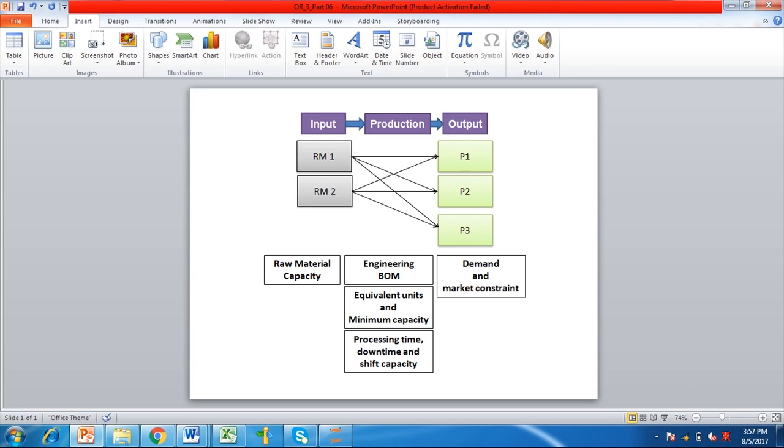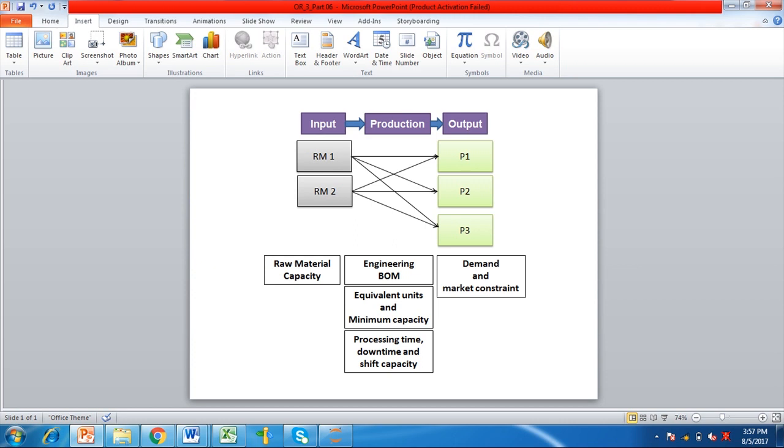The formulation demonstrated in the video is prepared by combining previously discussed variants and incorporates engineering bill of material structure in the model. In an actual situation, the flow of such a system encompasses input, production and output. The input is typically raw material capacity. The production is a complex network of processes, workstations with equipment, machines and human workforce.